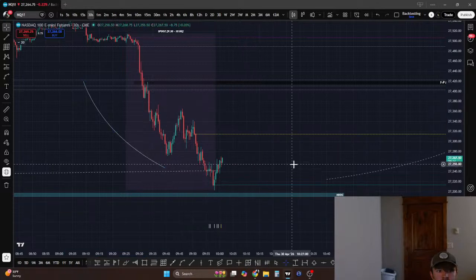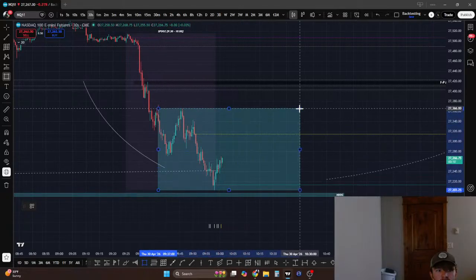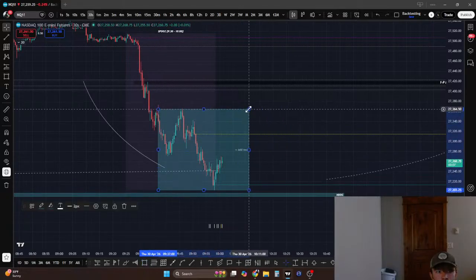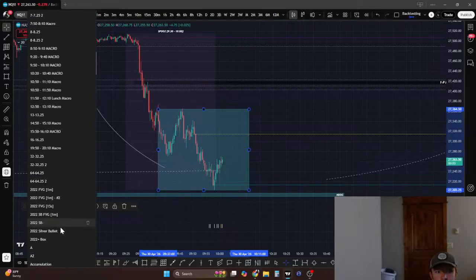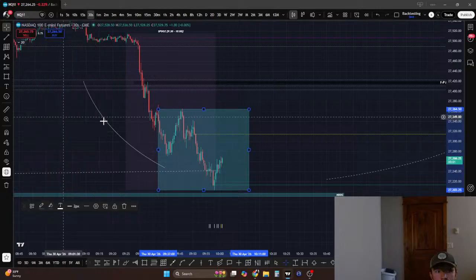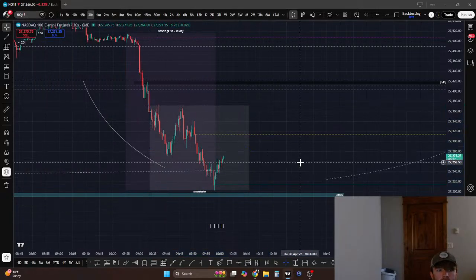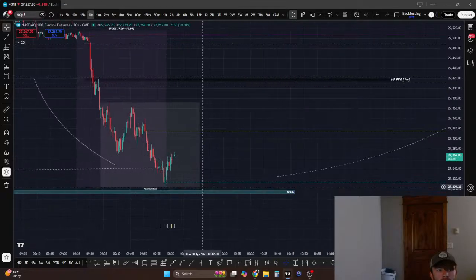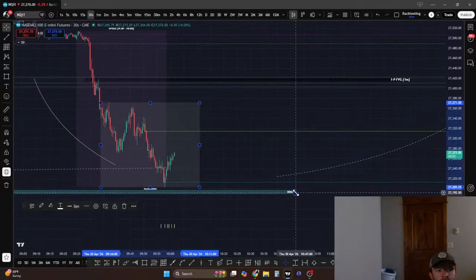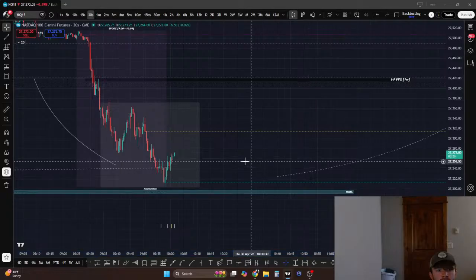So I think we're looking at something like this: accumulation, eventually manipulation into the new day opening gap, and then distribution.